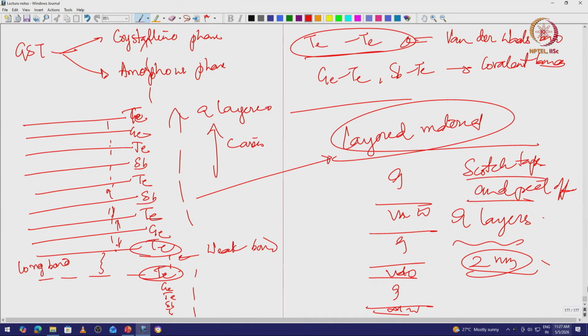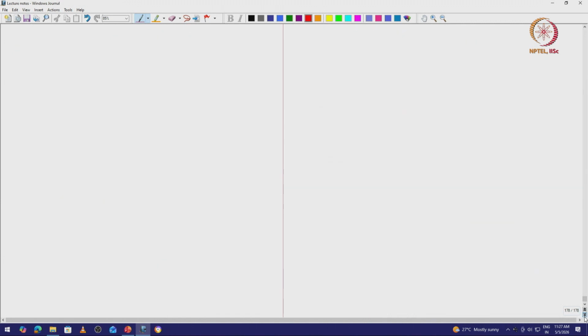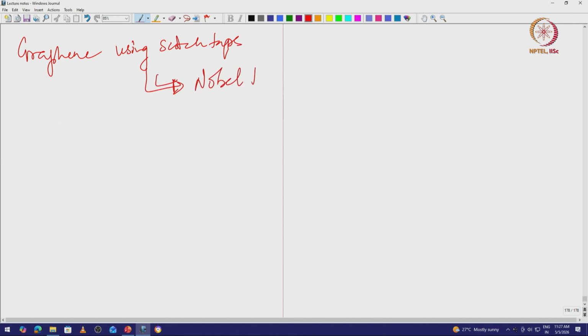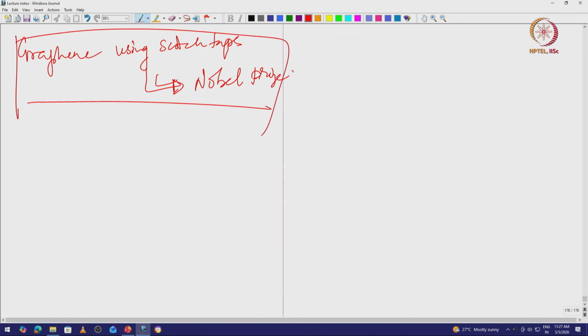If you peel off graphene using Scotch tape, you all know this, and that got a Nobel Prize. It is not this trivial, but just as a joke, peeling off graphite to make graphene using Scotch tape is a standard technique now, and that got a Nobel Prize. It is the simplest way of making materials, I must say. And you can do the same thing with these GST sort of materials. So GST is a non-nipple layer.